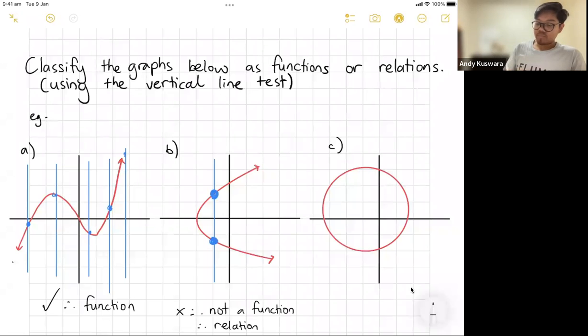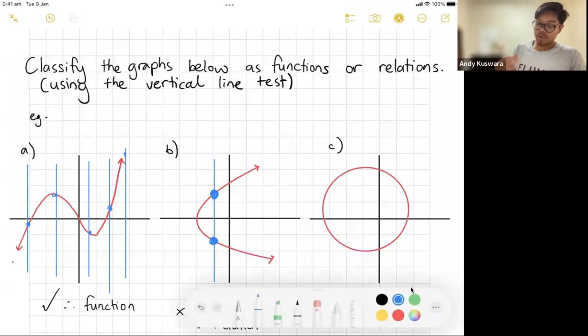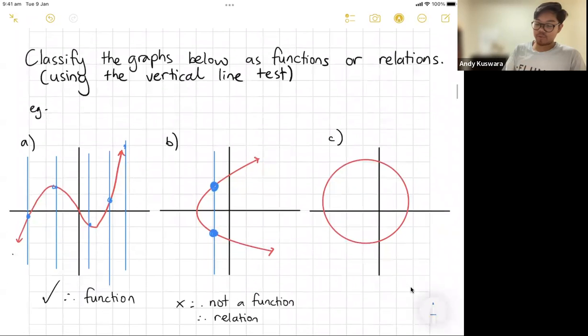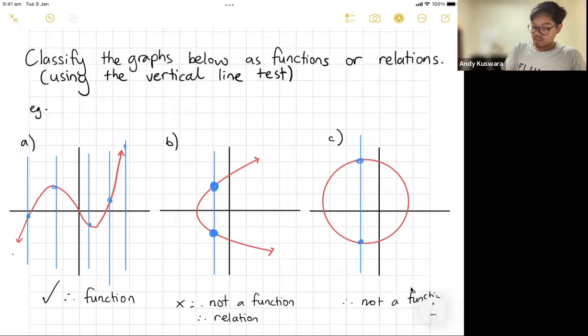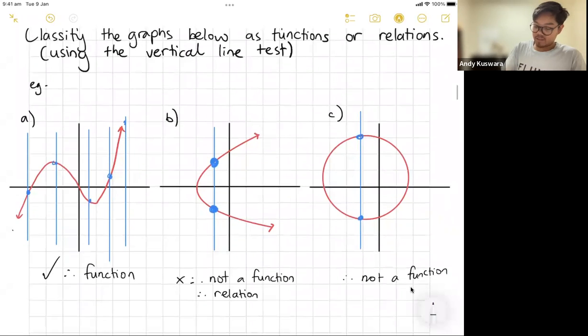Now this last one here, have a go, take a guess before I go through it. You are correct, I hope. It is not a function because it cuts more than once when I draw a vertical line, hence the vertical line test. So we call that one a relation as well.